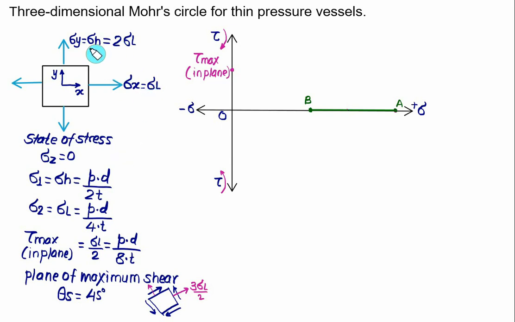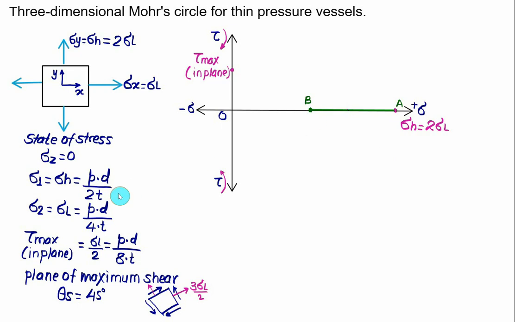Then we have the hoop stress, equal to sigma h, and the radial stress, equal to sigma z, equal to 0. So we can mark here the value of sigma h. Now sigma h here is 2 times sigma L. So let's say point A represents the value of sigma h, and this value of sigma h equals 2 times sigma L. So this distance from the origin to A is equal to 2 times sigma L.